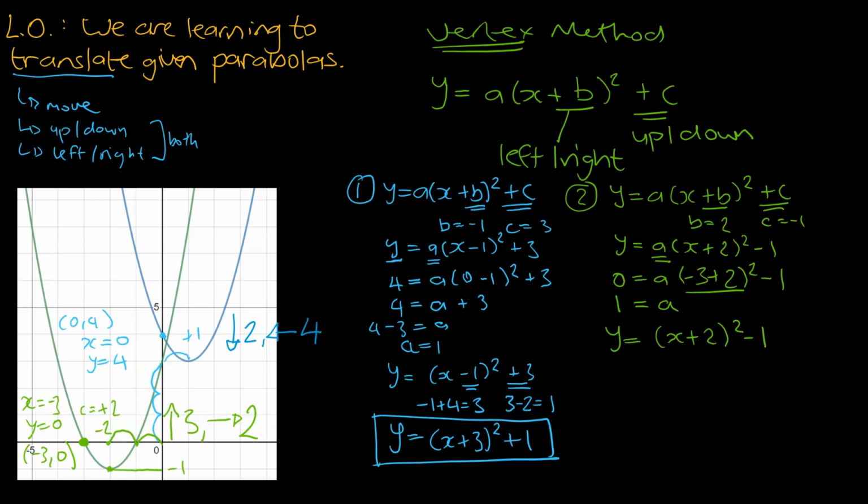Now let's have a look at the translation instructions, which I'm circling. It's been moved up 3. So what we're going to do here, -1, well, it's -1 plus 3 now, and that's going to become +2.